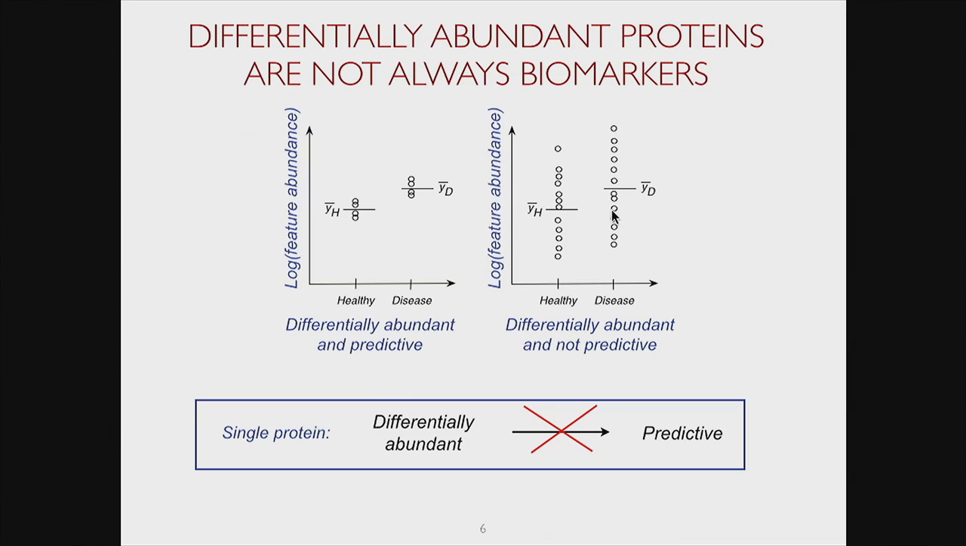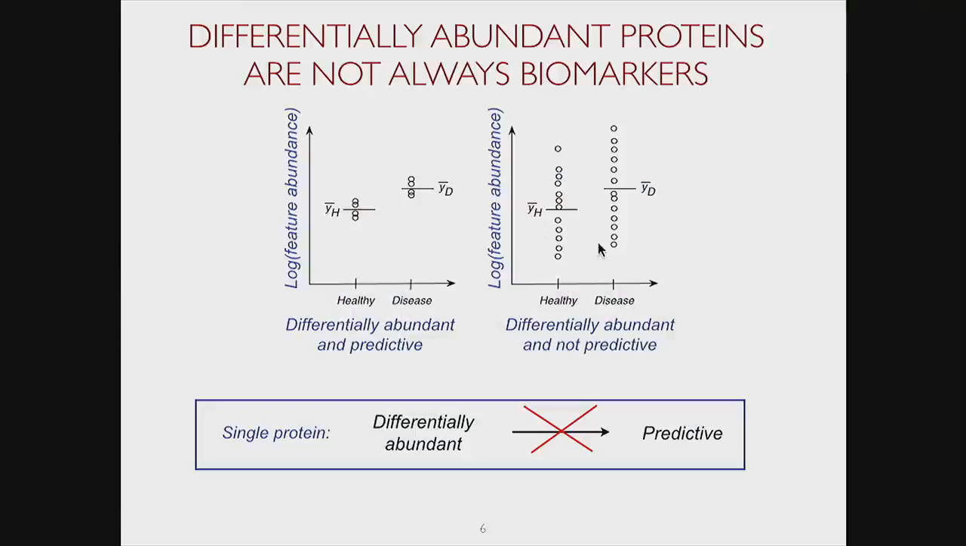However, if a person comes with this value of protein abundance, is this person coming from the healthy group or from the disease group? You don't know. So even though on average the change is systematic, it is not predictive of the disease status of the individual patient. This is the case where a protein with a small p-value will not be a good biomarker. So if we're really looking for biomarkers, we need to clarify that we're really looking for predictive models and not just for changes on average in the population.